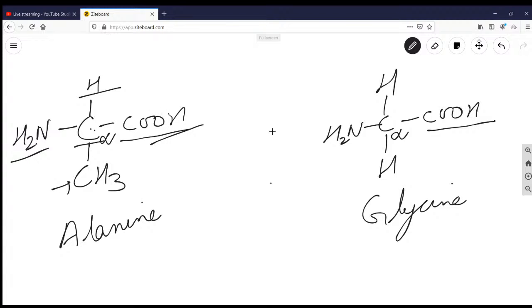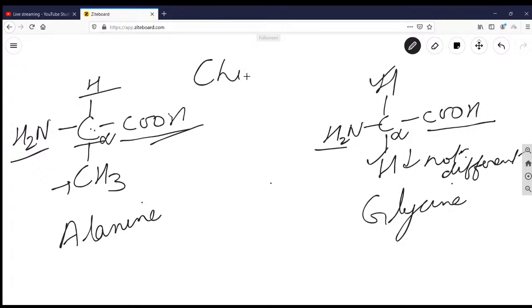Here, all 4 groups are not different, because these two are the same groups, only these two differ. So when will I call a molecule or a compound chiral? When it has a chiral center. Chiral, spelled C-H-I-R-A-L. Alanine will be chiral, and glycine will be achiral.